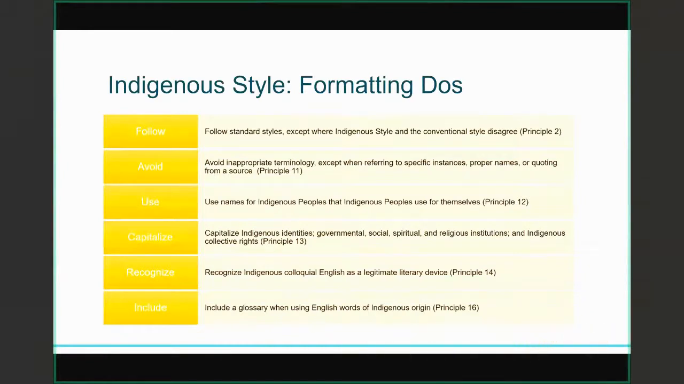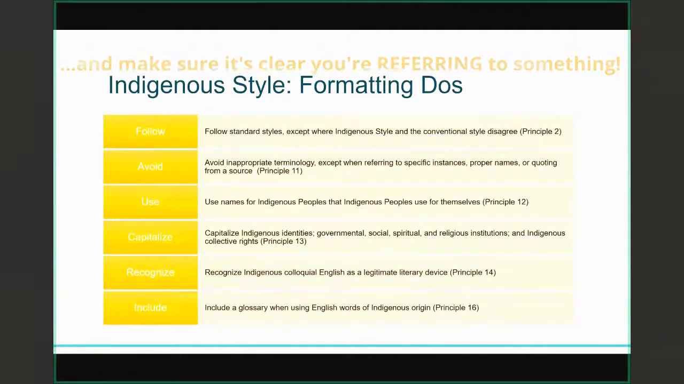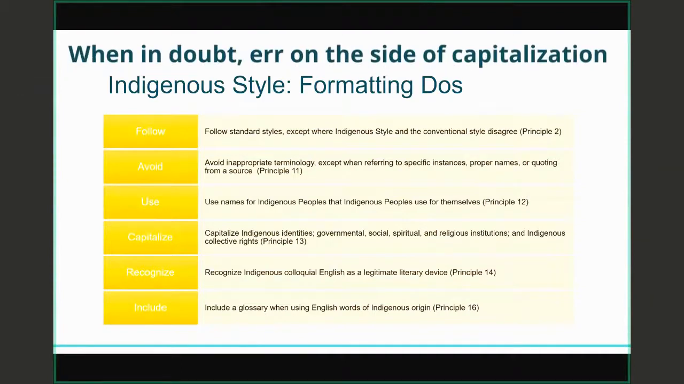Avoid inappropriate terminology, unless you are referring to a specific instance, name, or quote. As much as you can, use names for Indigenous peoples that Indigenous peoples use for themselves. Capitalization is really important in writing because it suggests something's important. So always capitalize Indigenous identities, government, social, spiritual, and religious institutions, and Indigenous collective rights.